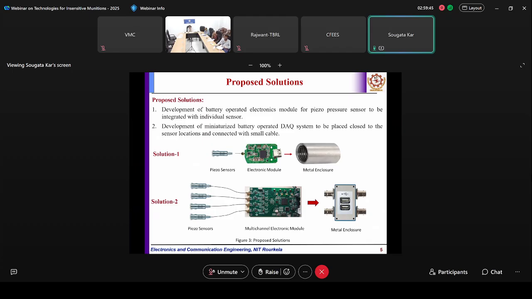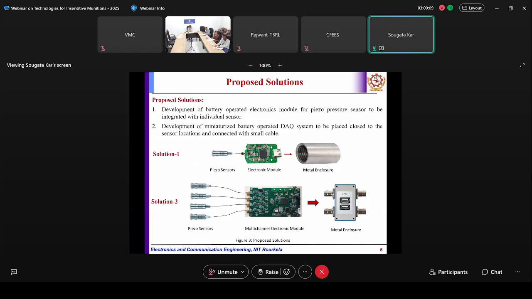The sensor and the electronics module that we want to develop will be directly connected to the sensor, and the complete system, the sensor and the electronics module, will be placed within an enclosure close to the blast location. Now the second solution: the first is a single sensor, single module.